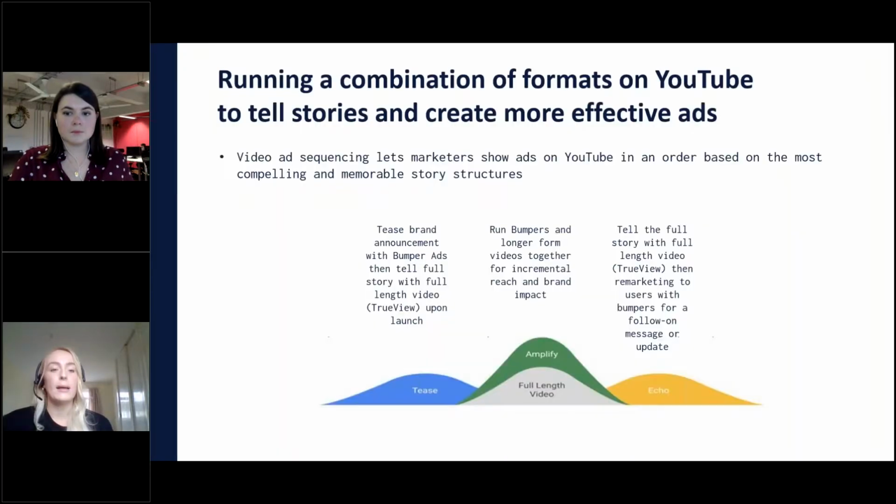So here, this is what I mean by video sequence. It lets brands show ads on YouTube in a specific order. The most common sequence that we've tested is the tease, amplify, and echo sequence. So within that tease phase, we would run a 6-second bumper, and then in the amplify, we would run bumpers alongside that longer form video, just to have that real impact. And then once that full story has been told, we would then re-engage with the user with a follow-up message, or an update on the product.